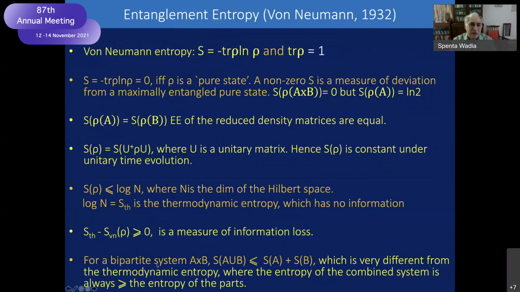And this is what entanglement entropy is. I just want to very quickly say that it is the trace of the density matrix times its logarithm, and the trace of the density matrix is 1. It was invented by John von Neumann. If you diagonalize the density matrix, you will get a formula which looks like Shannon's formula for classical entropy, but it's not the same. It just looks mathematically the same, but the interpretation is very different. And the key point is that the entanglement entropy of a pure state in quantum mechanics, which is not traced over or measured, is 0. A non-zero S is a measure of deviation from a maximally entangled pure state. Okay, so these are a few of the properties.